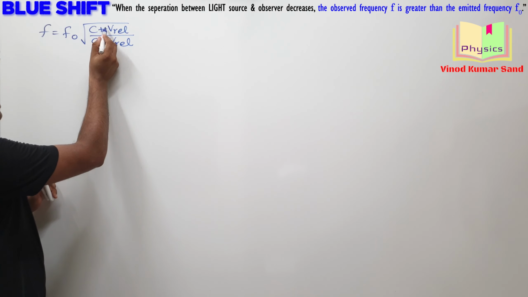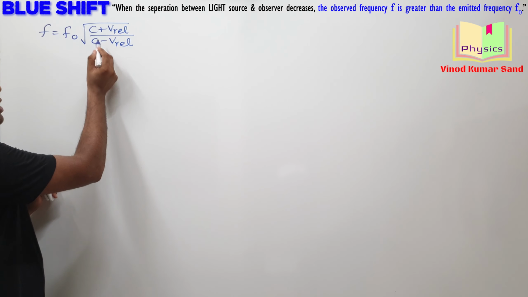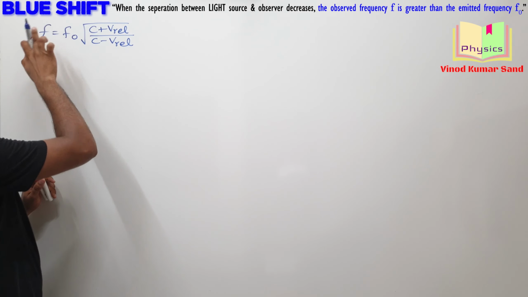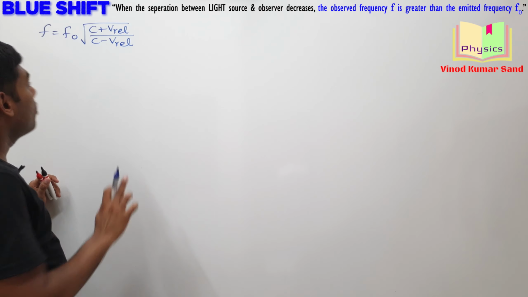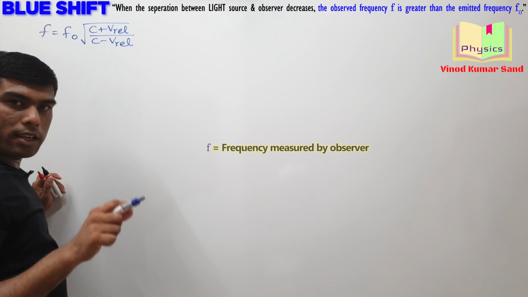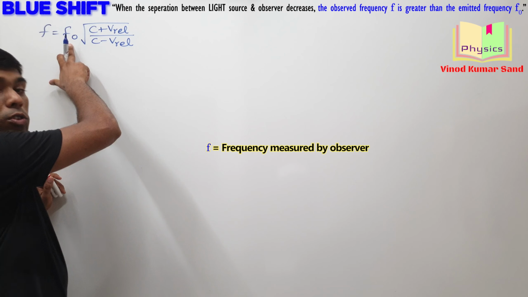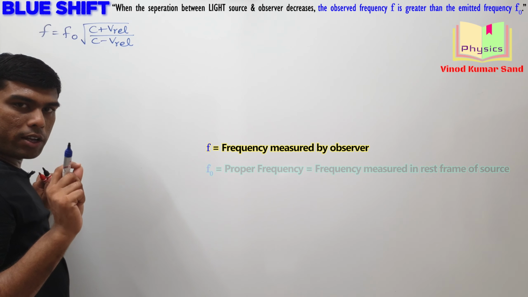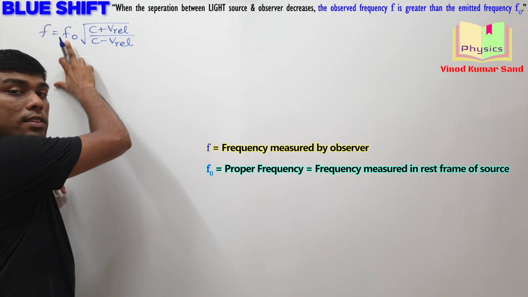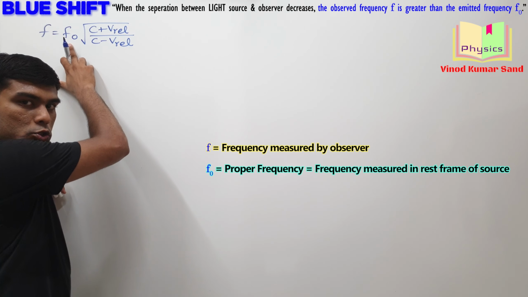Here you can see the data. In the numerator we have the positive sign, in the denominator we have the negative sign. So actually the f will be greater than f naught. What is f here? f is the frequency measured by the observer. What is f naught here? We call it proper frequency, which means the frequency measured in the rest frame of the source.